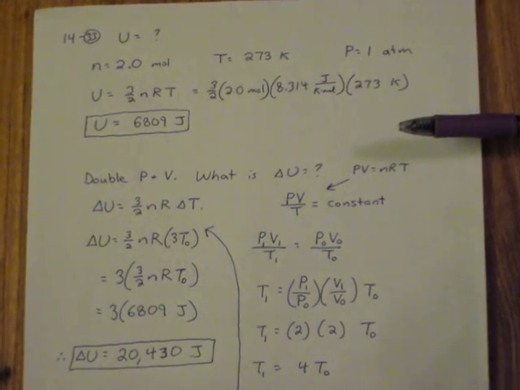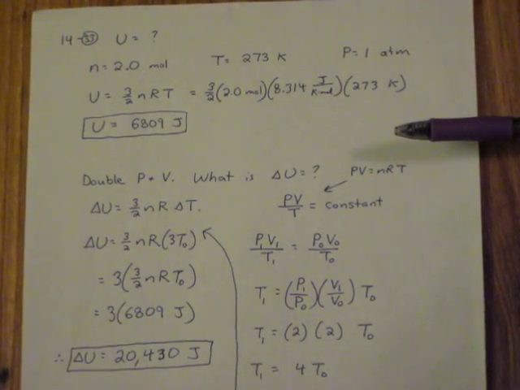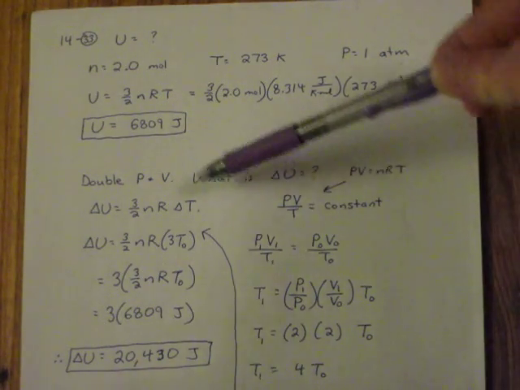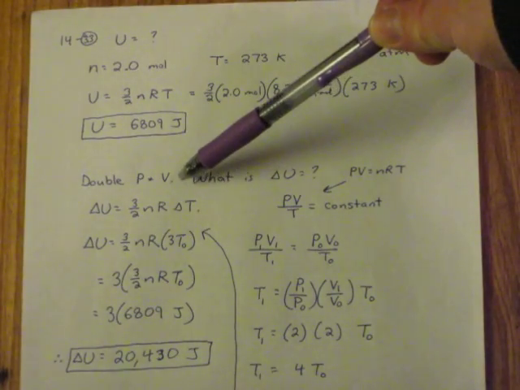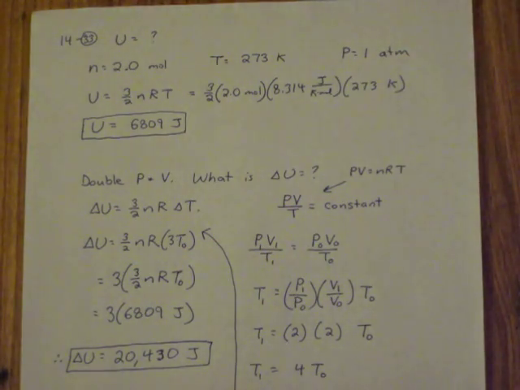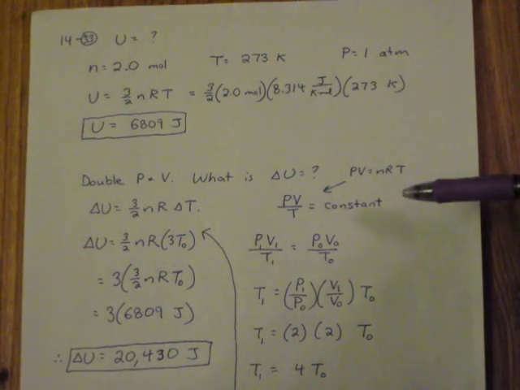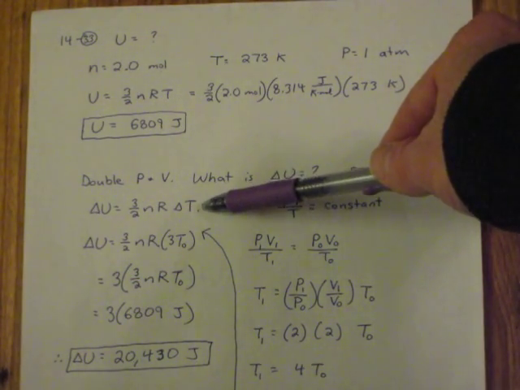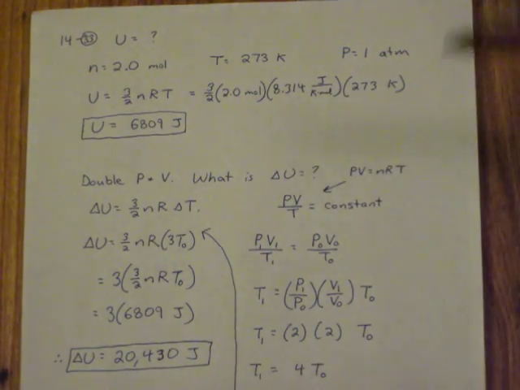Now the next part of the question says, if gas pressure and volume both double, what's the change in internal energy? So what we can do, if we want to know change in internal energy, you use delta U equals 3/2 nR delta T. Well, we need to figure out what happens to delta T. So here's something we can do, and let's look at the right-hand side of the page. Starting from PV equals nRT, we're basically looking to figure out what is the delta T, what is the change in temperature.